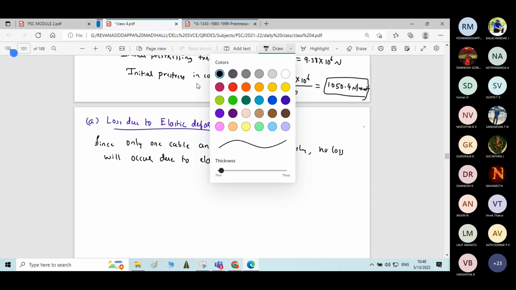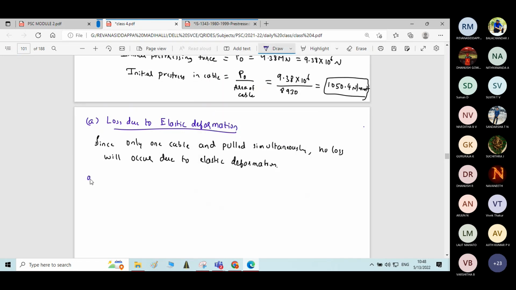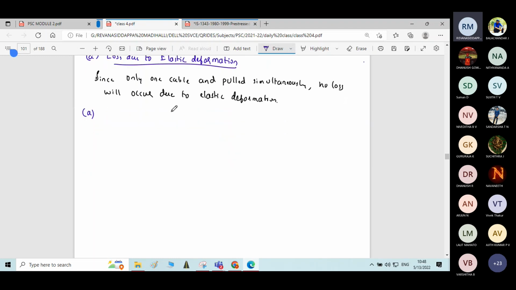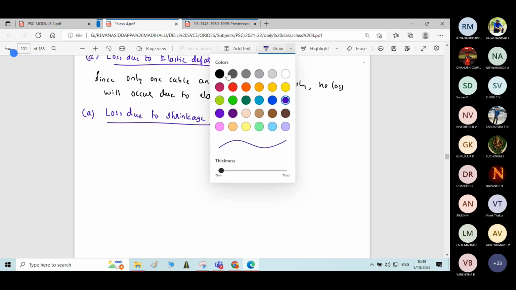Now, the second one, loss due to shrinkage, we will calculate. Loss due to shrinkage. What is the formula for loss due to shrinkage?